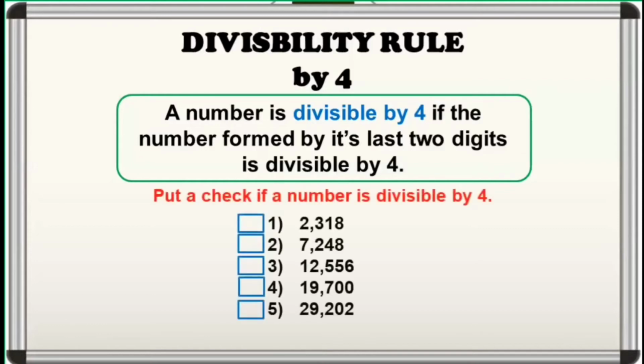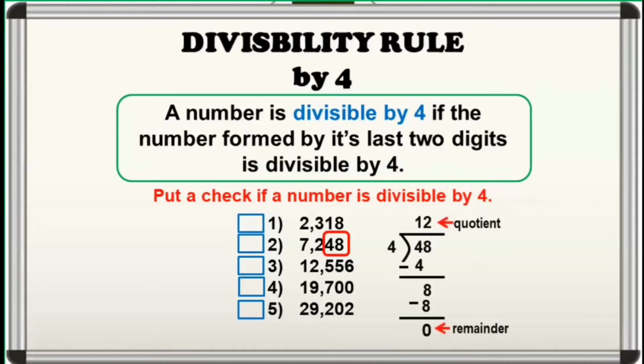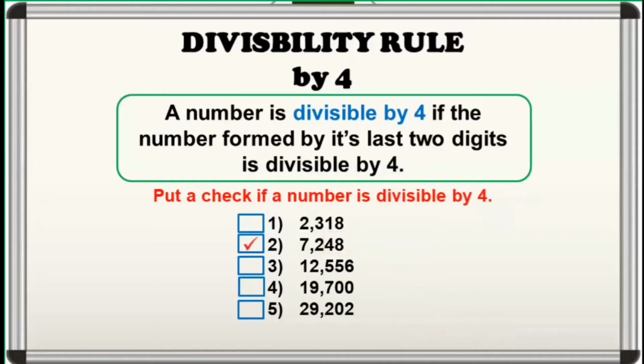For instance, put a check if a number is divisible by 4. For the first item, its last two digits form the number 18, but 18 is not divisible by 4. So, the first number is not divisible by 4. For the second item, its last two digits form the number 48, and we know 48 is divisible by 4. Hence, the given number is divisible by 4.